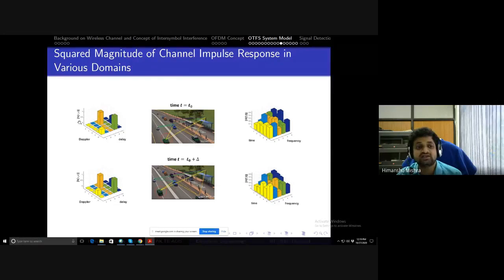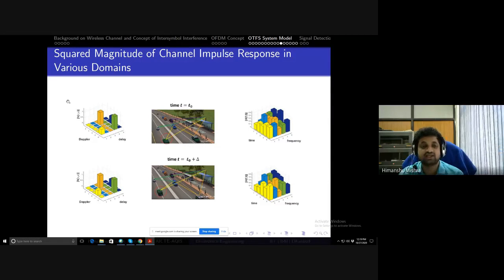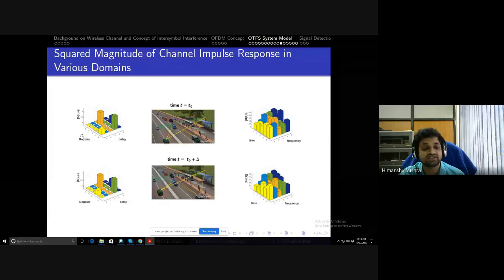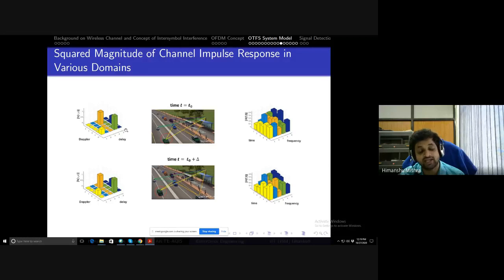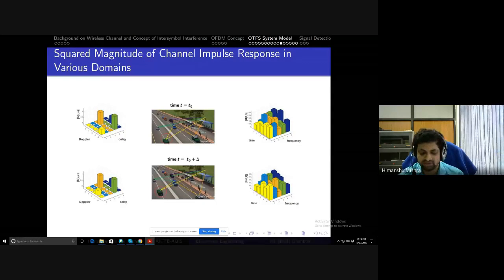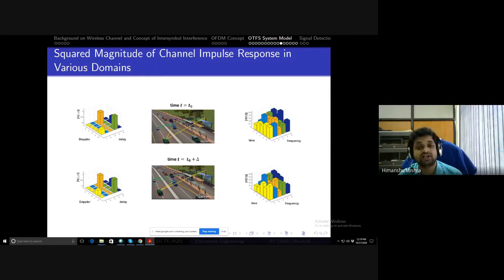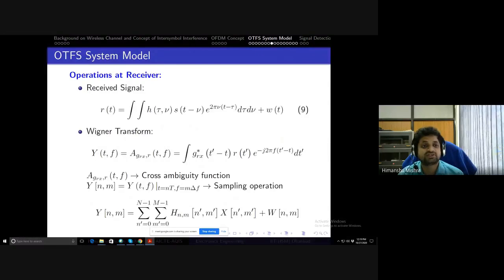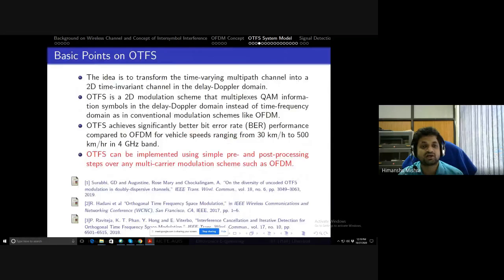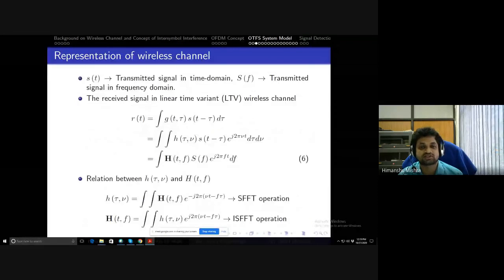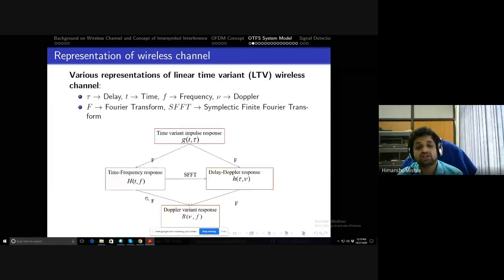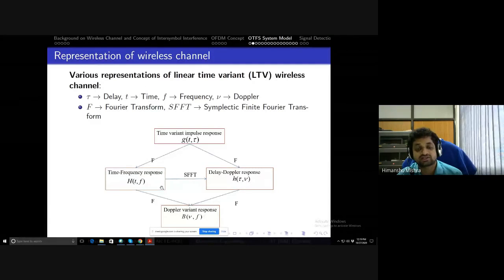Due to the sparsity of the delay Doppler domain, it is very easy to apply many signal processing algorithms. Another thing is, since this is not a function of time, it is converting into a time invariant system. Now, due to this concept, what I told you, all these various types of models, are the channel representations.